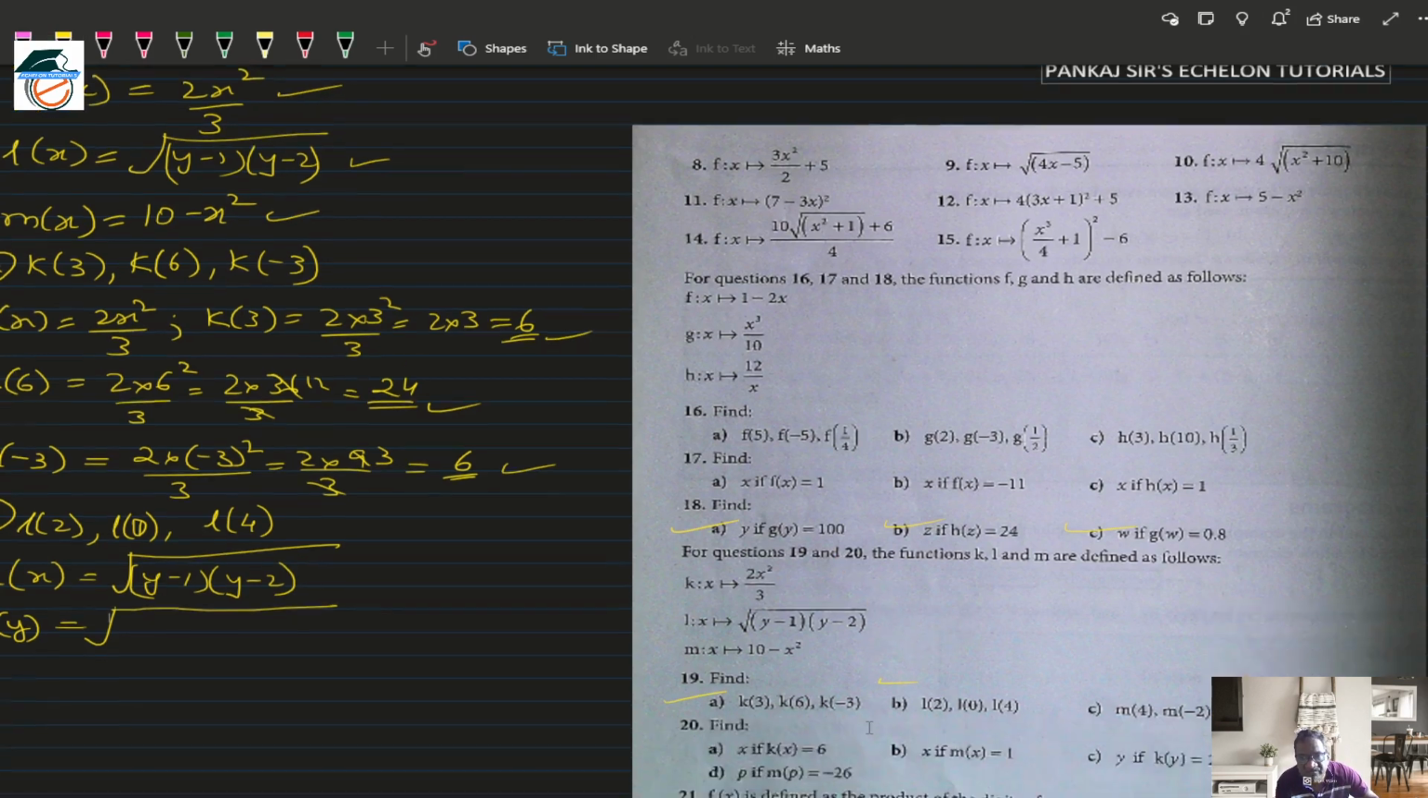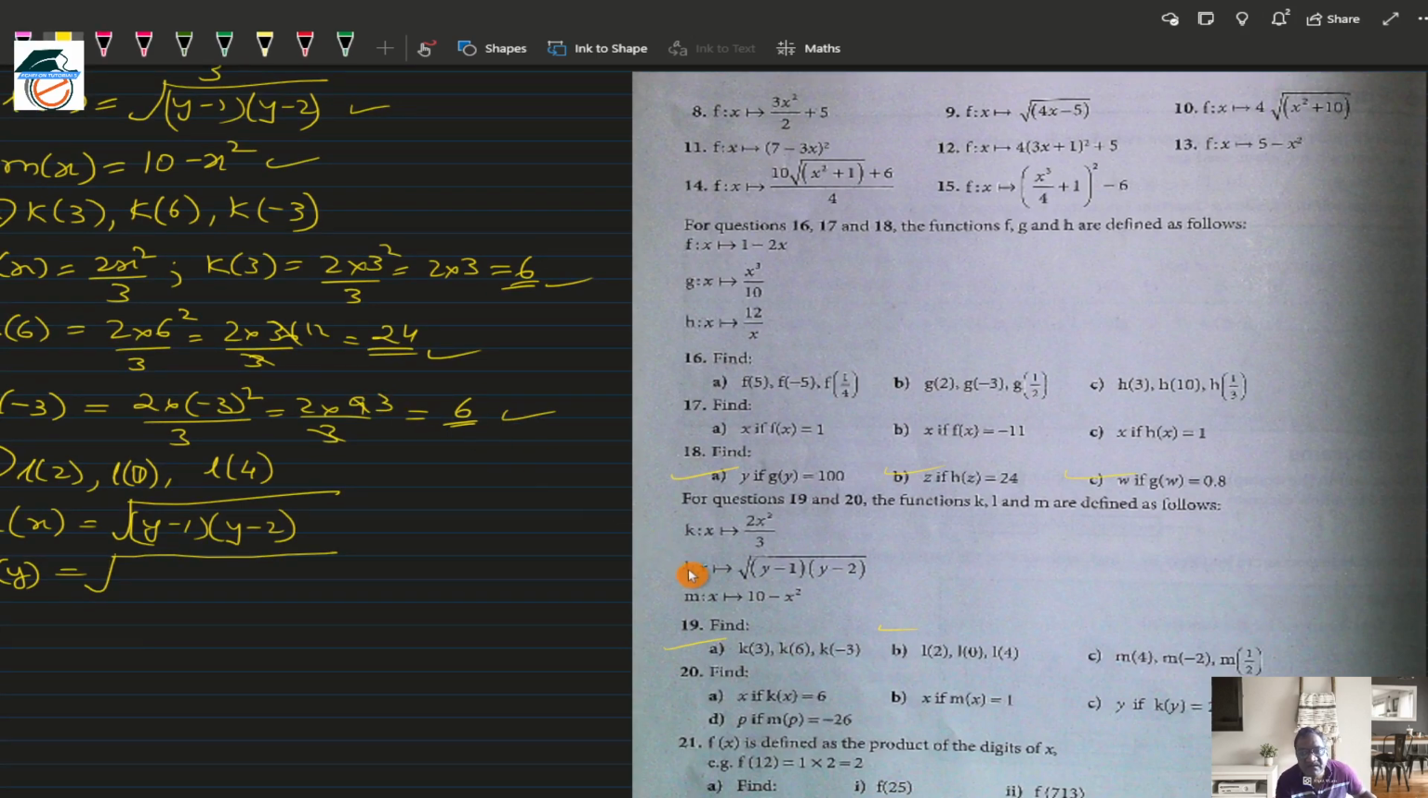It's question number 19, right? Yeah. It is square root of (x minus 1)(x minus 2)? So L of 2, if you want to find out, what should it be? Square root of (2 minus 1) times (2 minus 2). Square root of 2 minus 1 is 1, into 0. That's equal to 0. And the answer is 0. Yeah, it's correct. Okay. Fine.